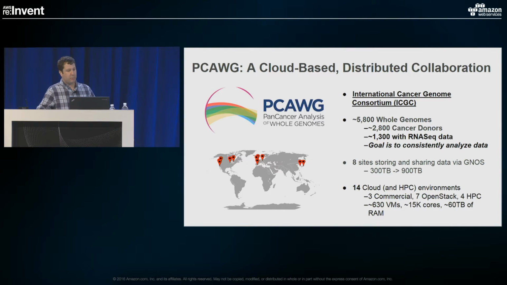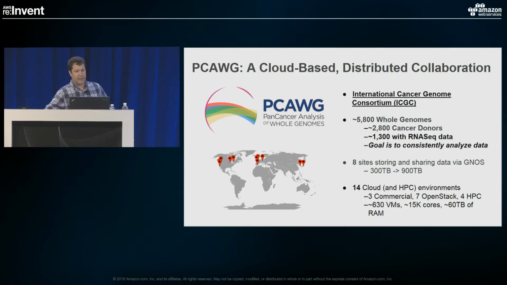The challenges for this project were its scope and its geographic distribution. This was not a funded effort. This is actually a collaboration of volunteers all around the world. About 700 scientists were involved in this project. And that meant we had 8 different sites to store the data through a system called GeneTorrent, which you can think of as a multi-server SFTP server. We peaked at about 900 terabytes with this project.